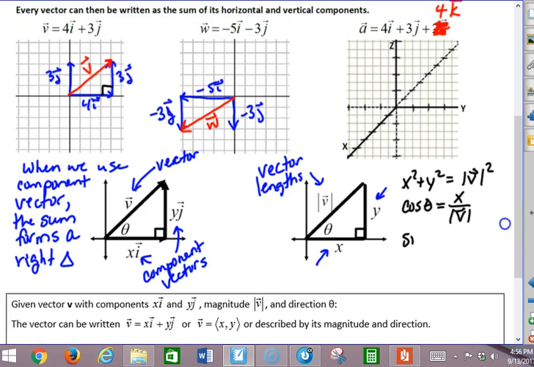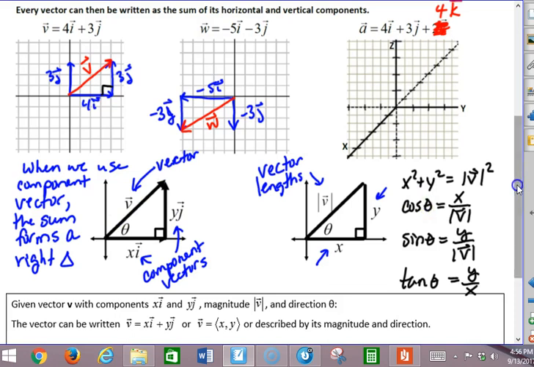I can say sine of theta is y over the length of vector v. And I can say tangent of theta is equal to y over x. And all of those relationships are going to help me to move from either components to angle and direction, or from angle and direction to components.